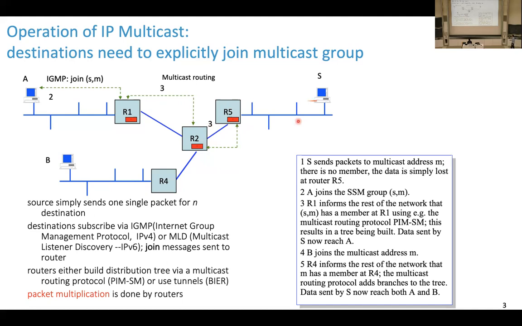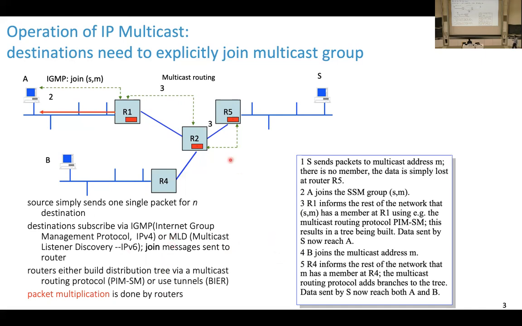Then when a source would like to send to the multicast address, this time R5 will not discard the packet, because it knows it has an entry inside this red rectangle, the per-flow state information database, saying that it needs to send it to R2. Same thing for R2, and same thing for R1. Then R1 sends it to A, the host it is linked with. So we see that there is a routing protocol that does the job. There are several routing protocols, and we will see them in further slides.